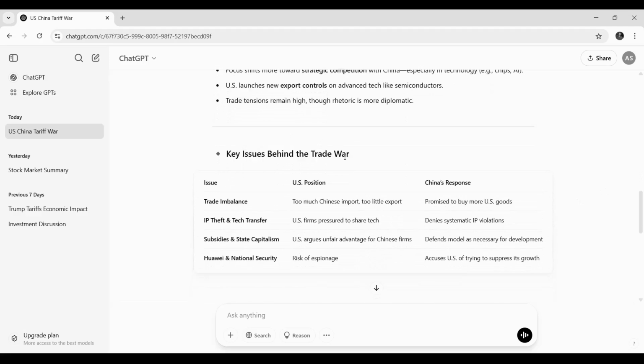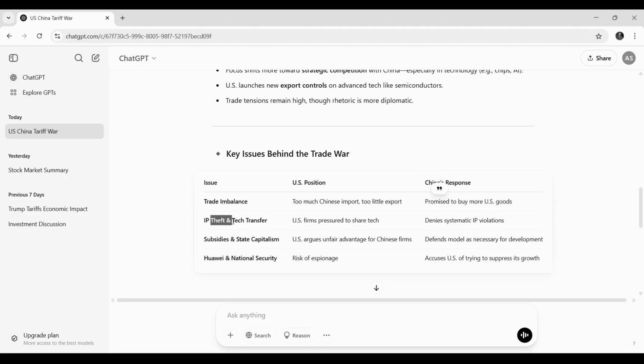Now, what were the key issues behind this trade war? What were the reasons? If you try to see the issues here, the US says there are trade imbalances. From the US position, there are too many Chinese imports and too little exports. The US was saying that we are importing a lot from China, but China is not importing a lot from us; the US is not exporting a lot to China. Then what was China's response? China responded by promising to buy more US goods.